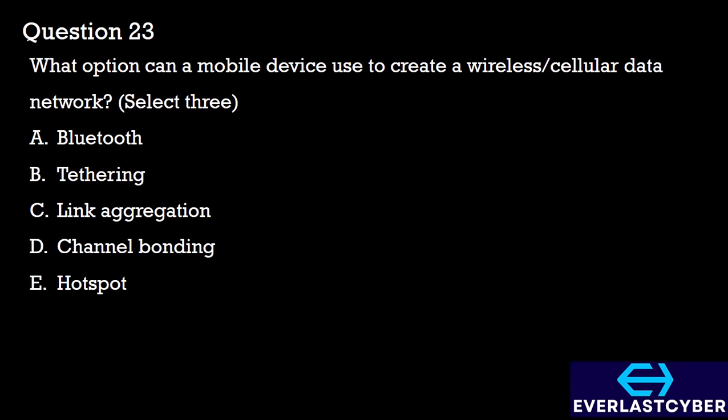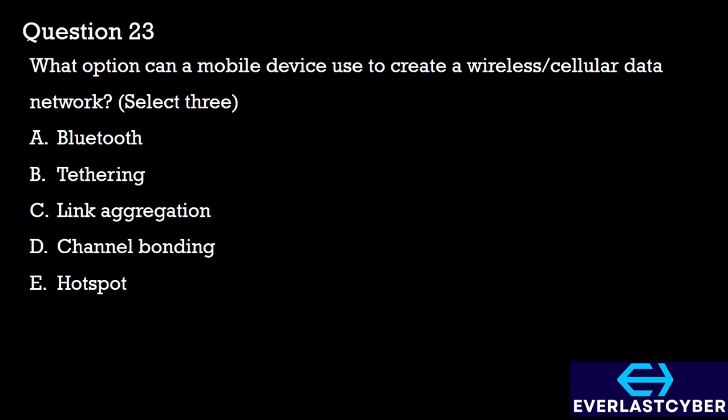Question 23. What option can a mobile device use to create a wireless cellular data network? For this, we'll be selecting three options. A. Bluetooth. B. Tethering. C. Link aggregation. D. Channel bonding. E. Hotspots. For Bluetooth tethering, this allows a mobile device to share its internet connection with other devices. Tethering allows a mobile device to share its cellular data connection with other devices.